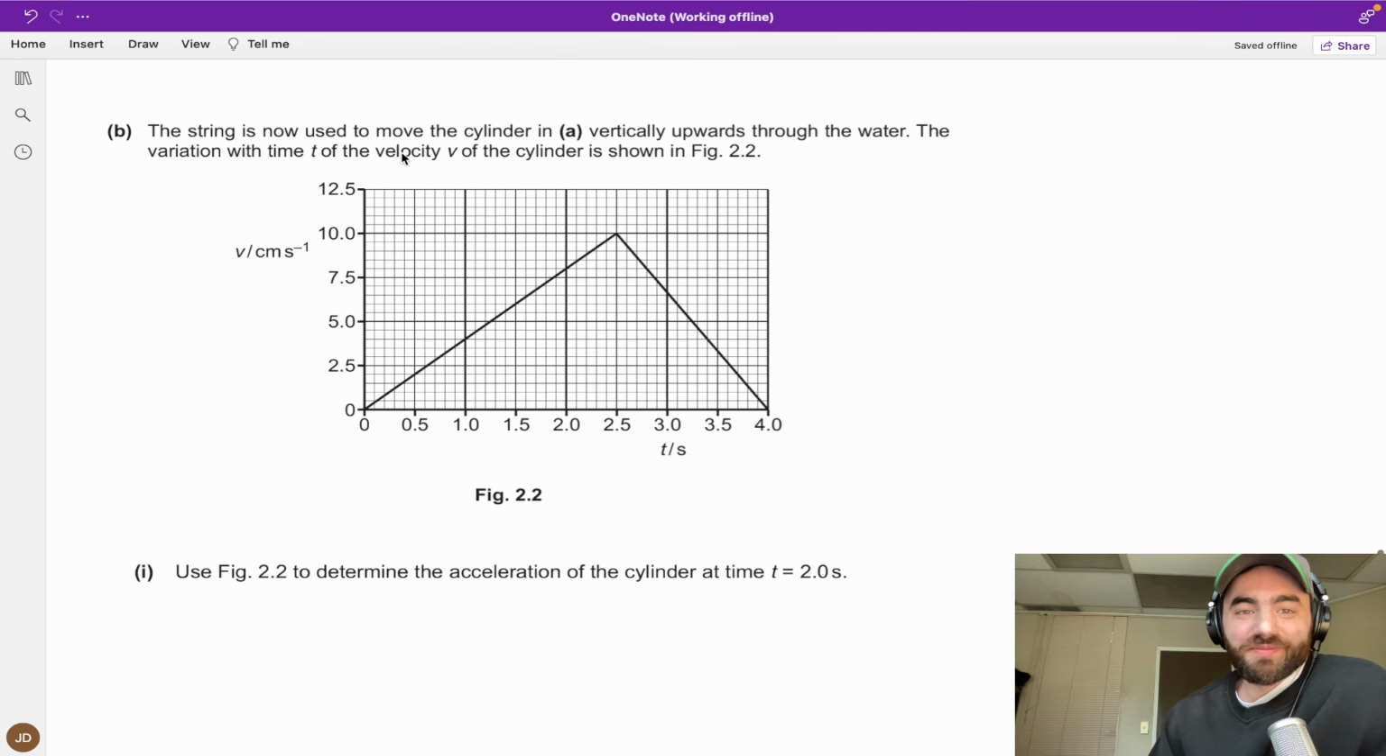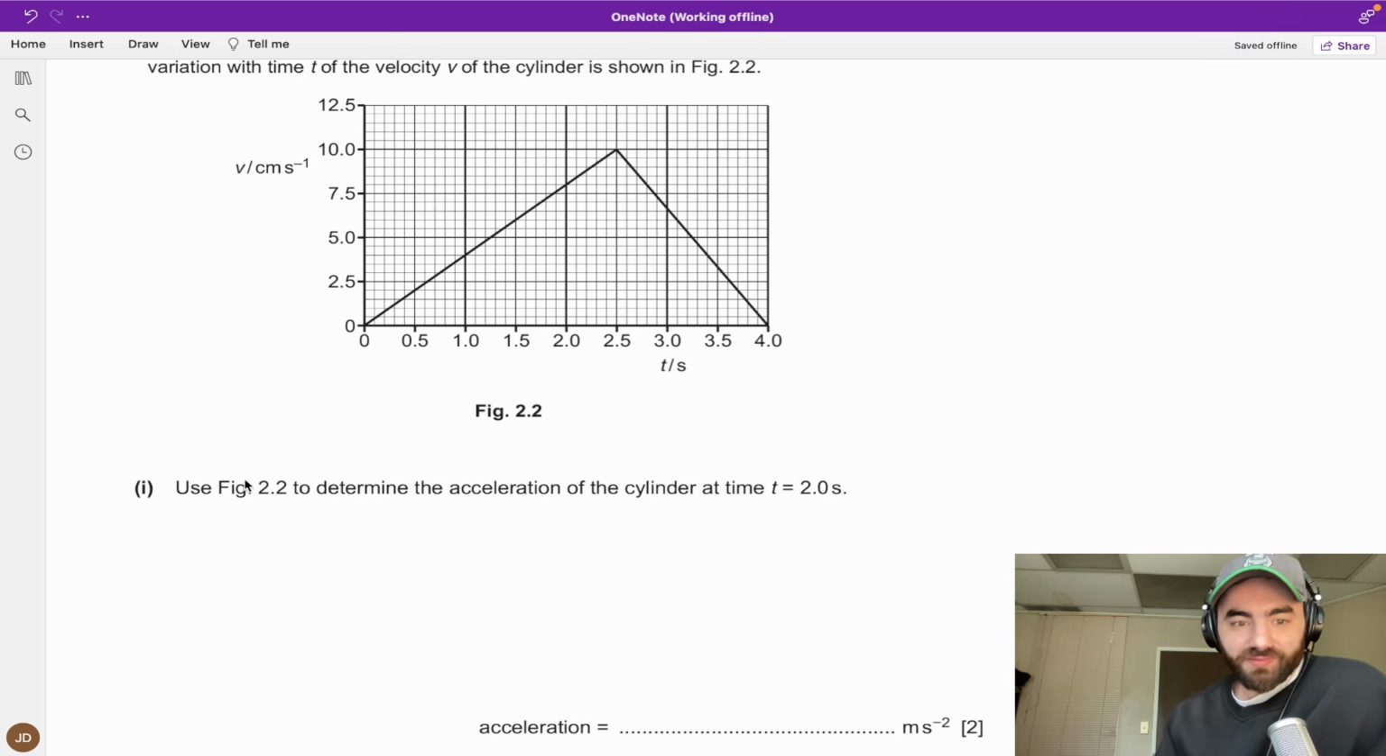The string is now used to move the cylinder vertically upwards through the water. Okay, so this is going to be kinematics, I'm pretty sure. And I already spotted centimeters. Okay, they're sneaky with this. They're trying to catch you out. So be checking the units.